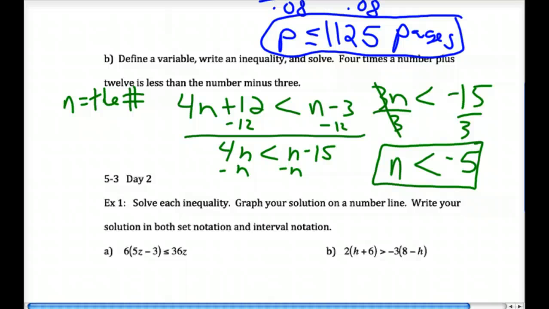Solve them, graph them, set notation, and interval notation. You have to. I won't take points off on the word problems, so you don't do that, but you have to do it on the quiz anyway. Any questions about solving inequalities?